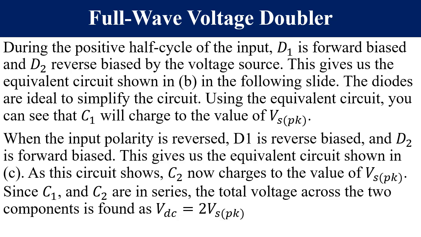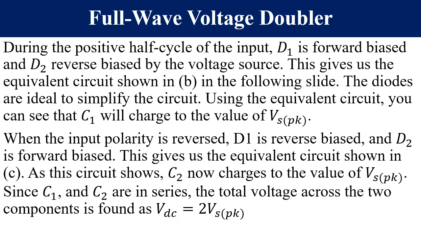When the input is positive, D1 is forward biased and D2, because of their connections, is reverse biased. And please take note that this will charge C1 to the peak supply voltage, and when the input becomes negative, or during the negative half cycle, D1 is reverse biased and D2 is forward biased. This is going to charge capacitor C2 to the peak supply voltage. Because the 2 are in series, the voltage across the 2 is now equal to 2 times peak supply voltage. I will repeat.